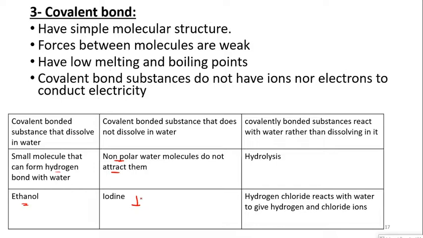As for the covalent bonded substances that react with water rather than dissolving in water, example to that, hydrogen chloride. The third type is covalent bonded substances that will react with water rather than dissolving in water. In that case, what will happen? What we call hydrolysis. Example to that, if I have hydrogen chloride, when it is placed in water, it actually reacts with water.